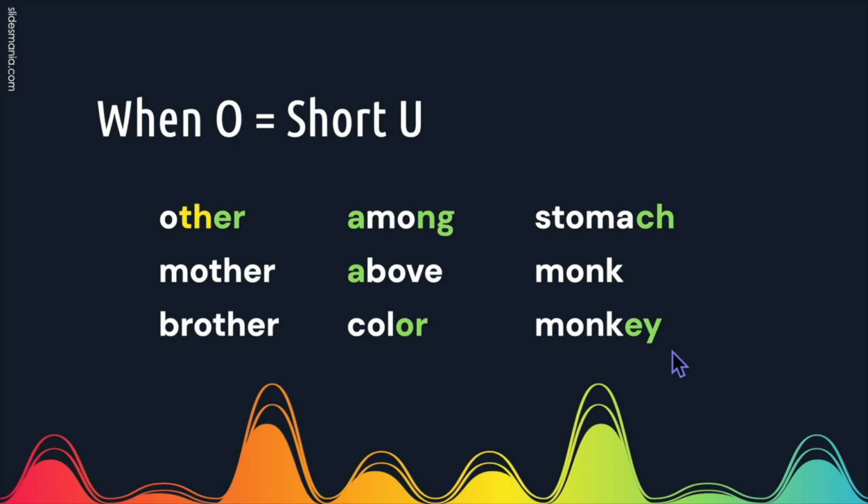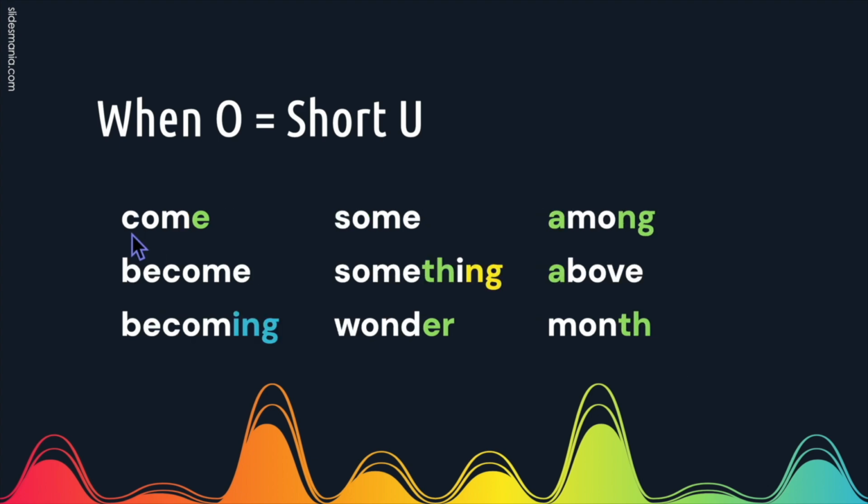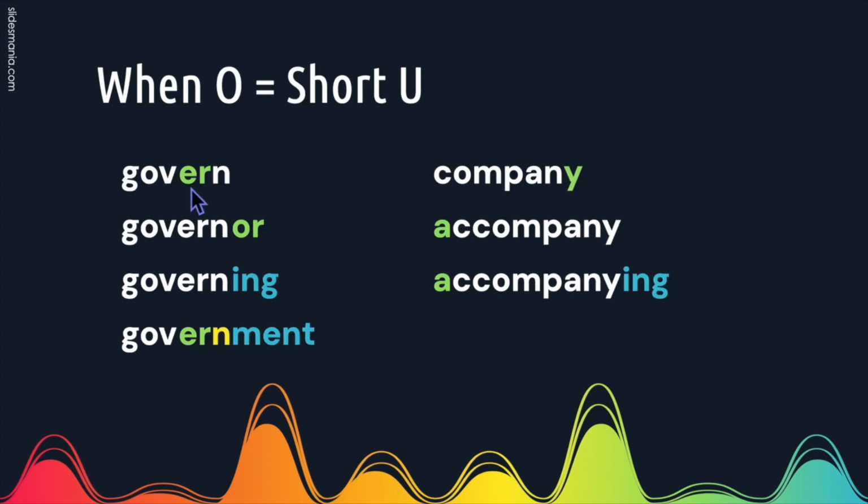EY at the end of words usually has a long E sound. Here we have come. Once again, the E doesn't do anything. We can add a few more letters and make it become. We can add a suffix, and it is now becoming. Some, something. TH in this word says th, and NG says ng, so we have wonder. Once again, the A's in these words will schwa. Among, above, month.